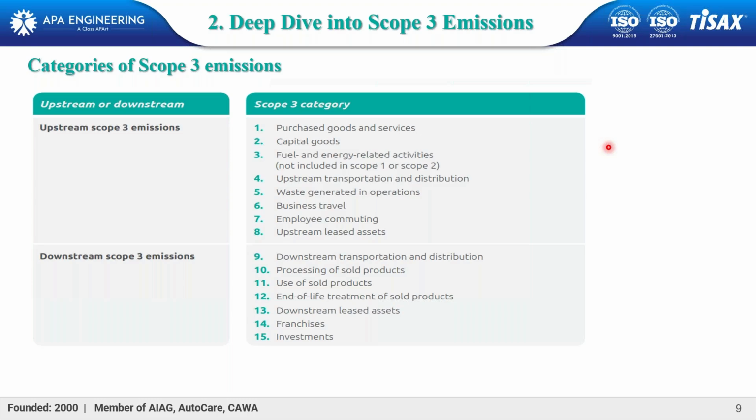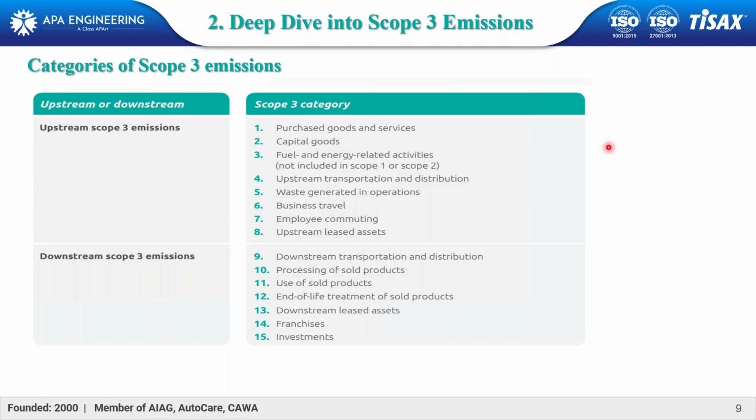The purchased goods and services. These are the emissions from the production and transport of the goods and services we buy. Example, the emissions from purchasing steel or paper used in our manufacturing process. And the capital goods. These are the emissions from producing our long-term assets, like the machinery and buildings we use.